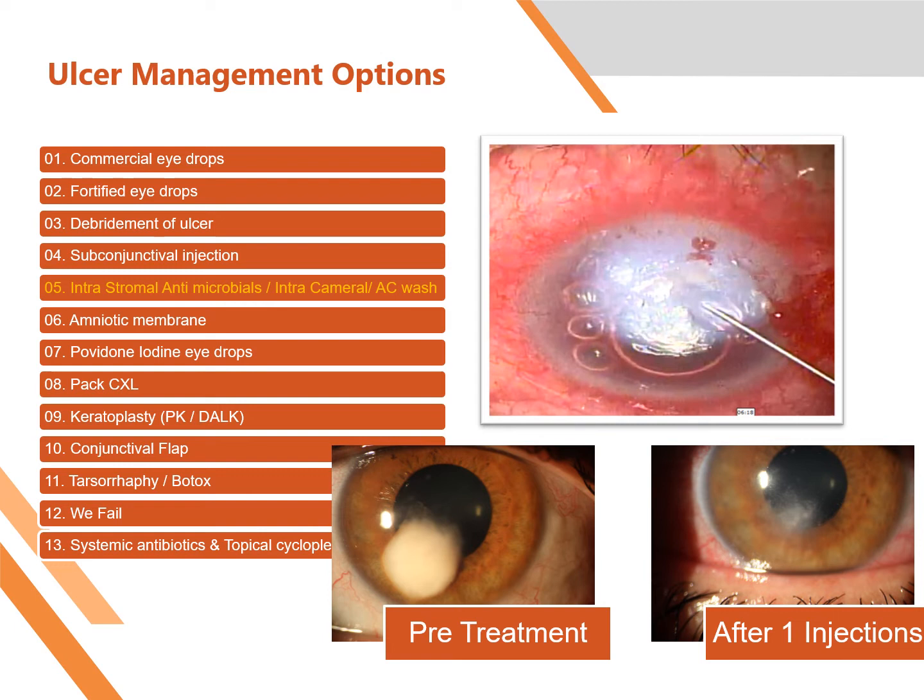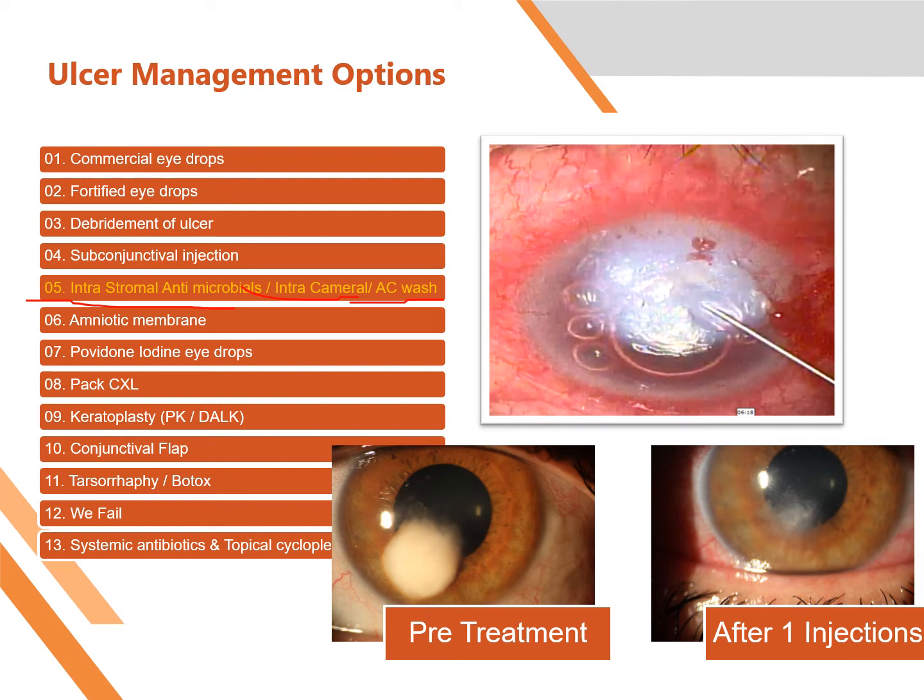A very good option and very effective is the intrastromal antibiotics. Intrastromal means into the stroma of the cornea. Intracameral means into the anterior chamber, and AC wash means you wash the anterior chamber with the antibiotic or antifungal.